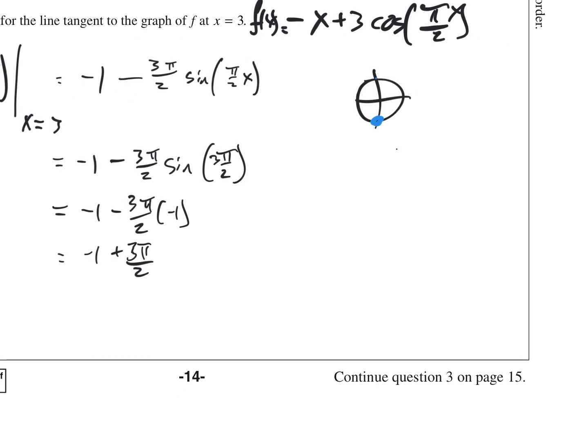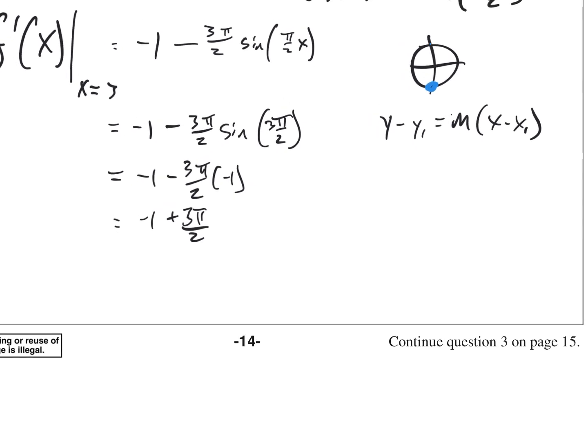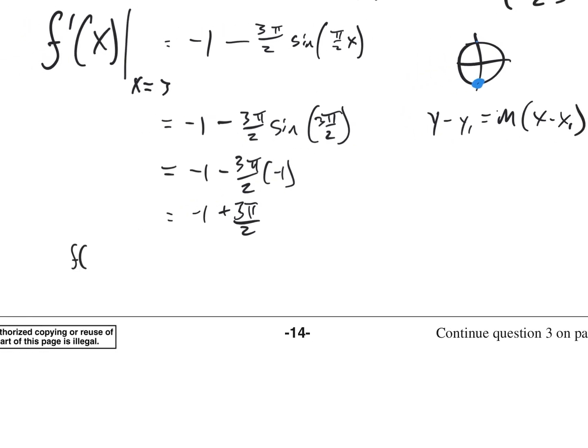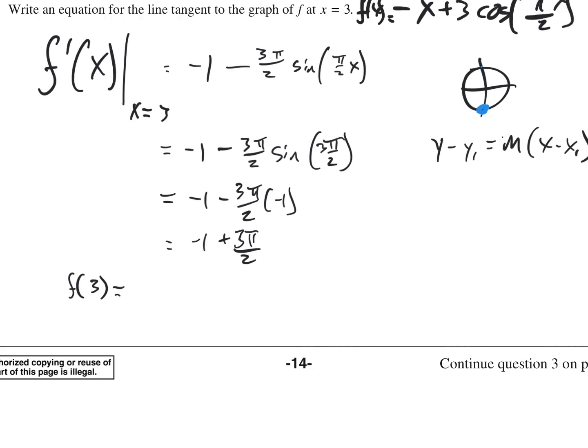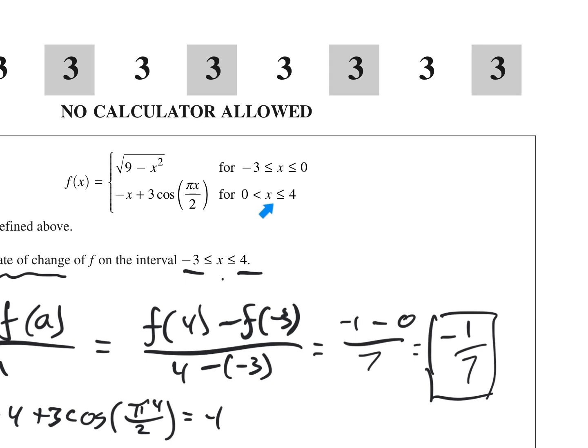Now we know we need an equation, so we've got y minus y1 equals m times x minus x1. So we need an x and a y, so we need to find out what f of 3 is. Again, we're using that piece of the definition. Since we're talking 3 and this is piecewise, 3 falls here. Not using the top, we're using the bottom.